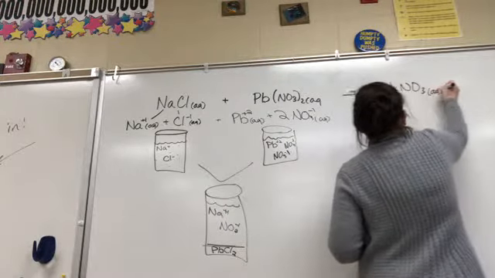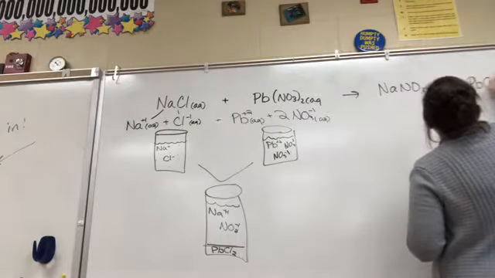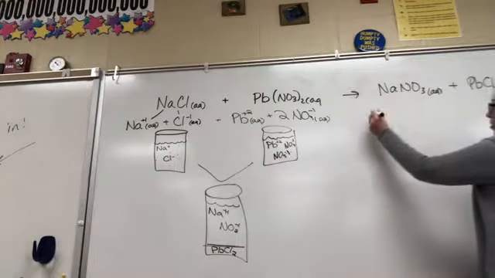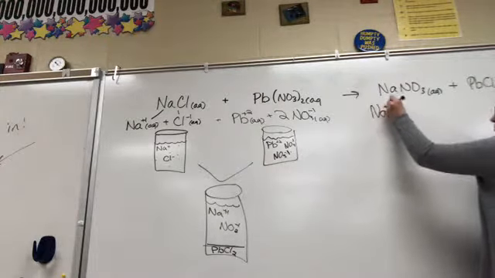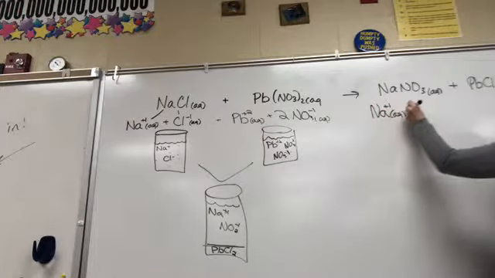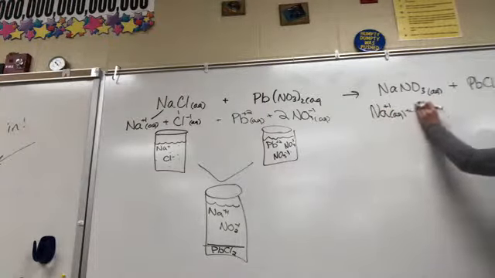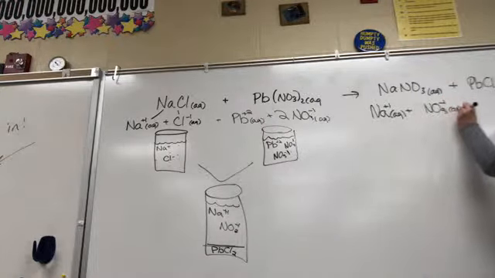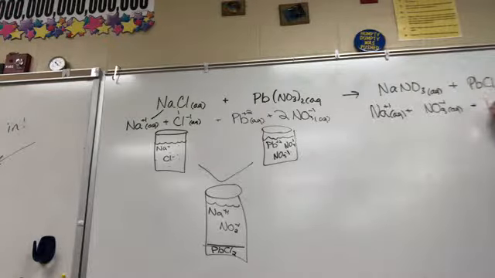NaNO3 aqueous plus PbCl2, solid. So we know these guys come apart. Na+1 aqueous plus NO3 -1 aqueous. But this guy doesn't come apart, so I got to keep it together. PbCl2, solid. This is all what's going on in those beakers when you mix 2 things together. Does that make sense? Yes?